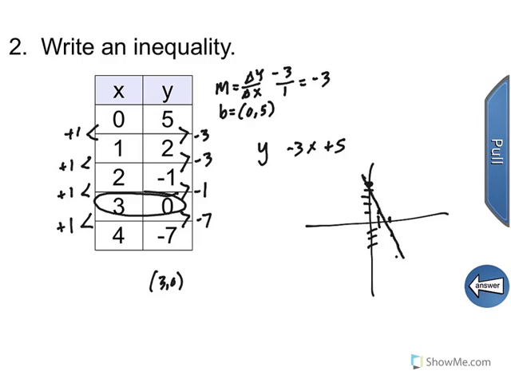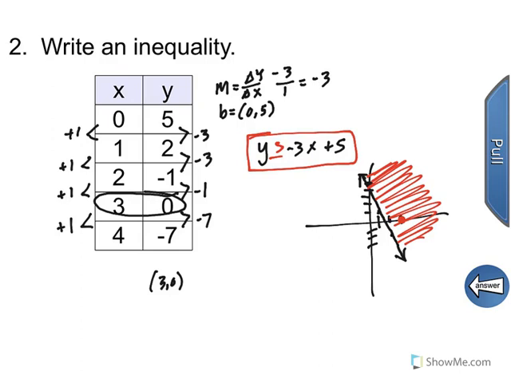So here's my line. Remember that we're not going to be able to determine if it's dashed or solid, so we're going to assume that it's solid. And then we have the point 3, 0. So 3, 0 would be over here. Because it's over in this area, it is on this side right here. And so this would be everything that's above, and so we would have greater than or equal to here. So y is greater than or equal to negative 3x plus 5.